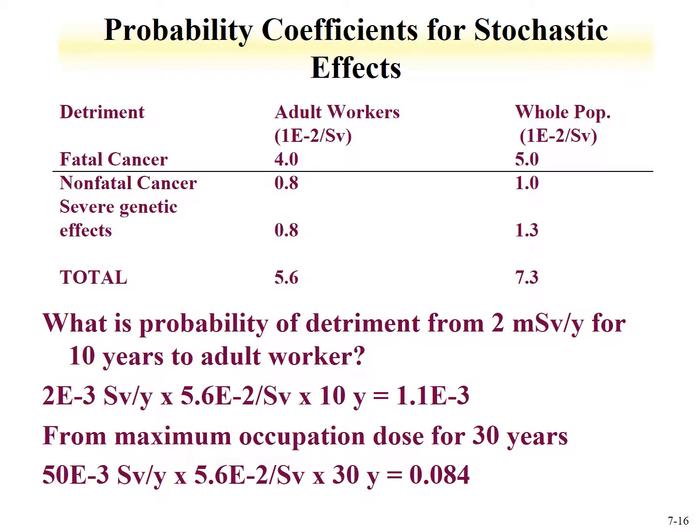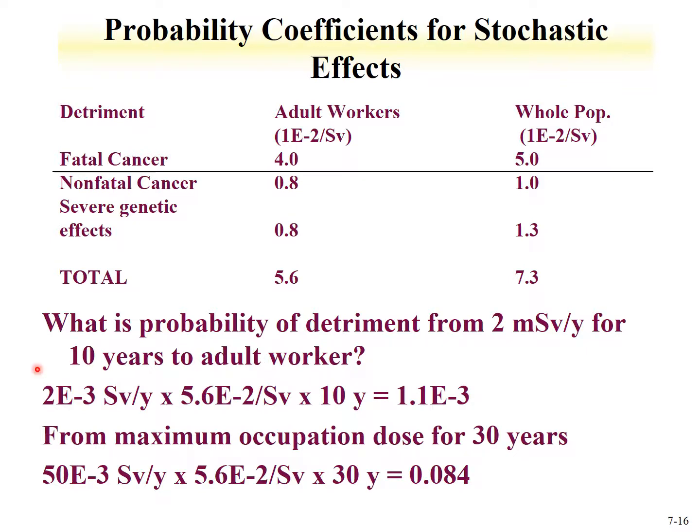Once you have the dose, you should be able to use that information to evaluate some detriment due to the exposure from that dose. An example of that is provided here, where you can talk about some detriment, some sort of cancer, non-fatal cancer, genetic effects. And this is parceled out for either adult workers or the population as a whole. You can think about those as different potential sets of exposed people. You can use this to evaluate what would be the detriment from a given exposure. So for instance, what is the probability of detriment for 2 millisieverts per year for 10 years to an adult worker?